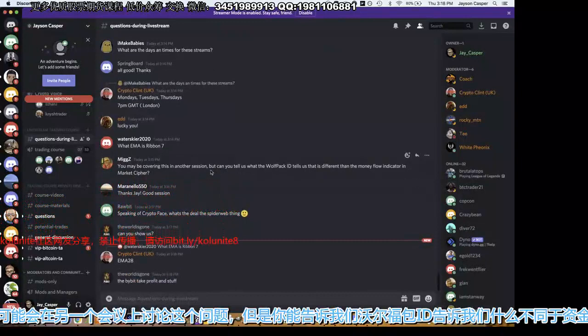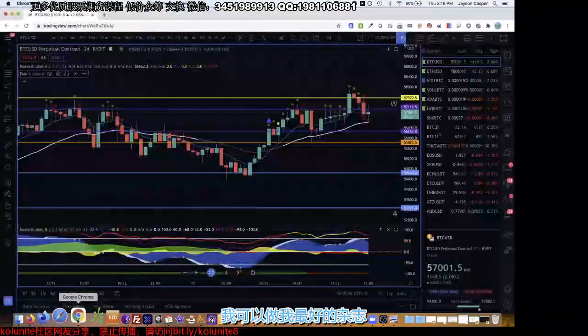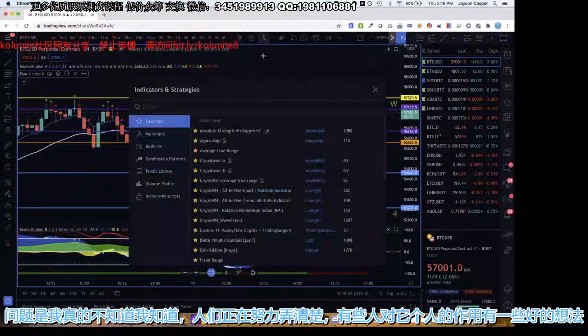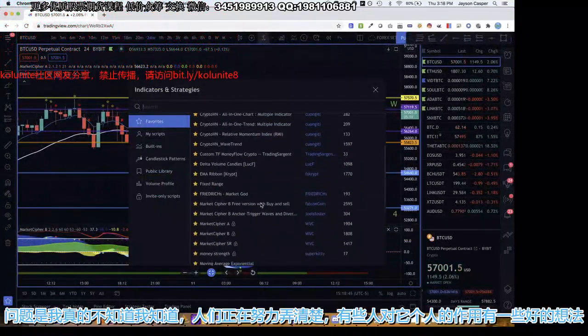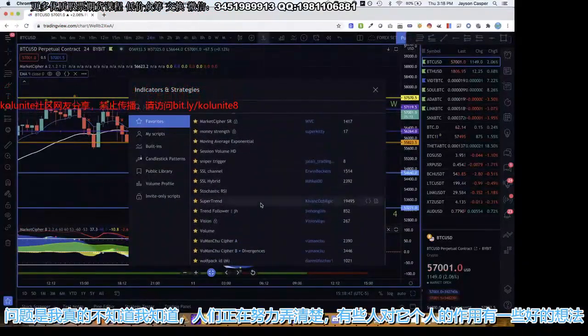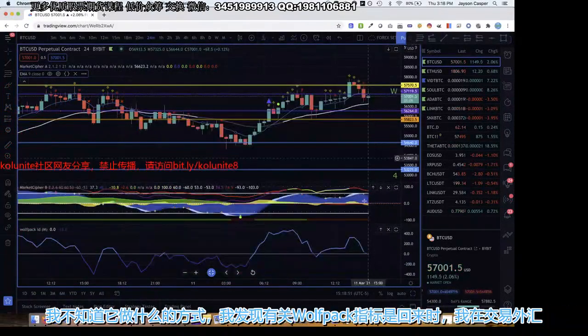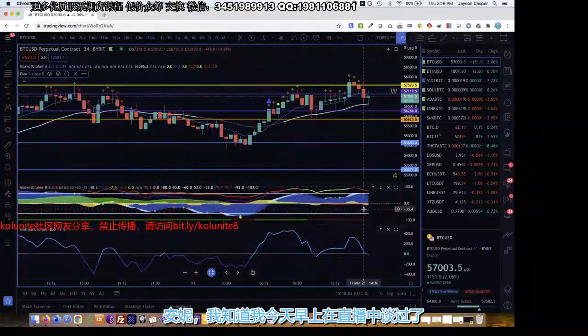MigZ, you may be covering this in another session, but can you tell us what Wolfpack ID tells us that is different from the money flow indicator in Market Cipher? I can do my best, MigZ. The thing is, I don't really know. I know people are trying to figure it out, and some people have some good ideas what it does. Personally, I don't know what it does. The way I found out about the Wolfpack indicator is back when I was trading Forex, and I know I talked about it this morning on my live stream.